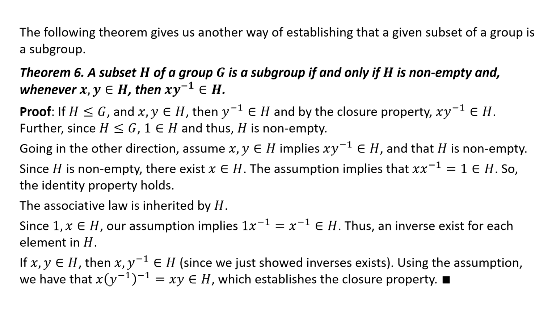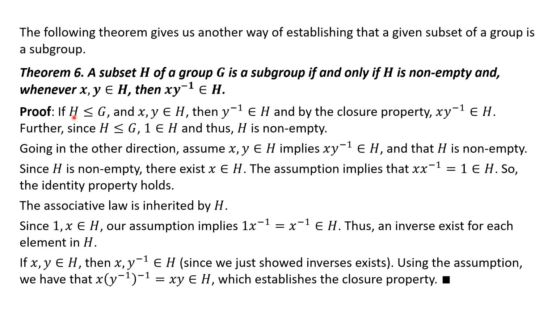Theorem 6 gives us another way of showing that a subset of a group is a subgroup. It reads as follows: a subset H of a group G is a subgroup if and only if H is non-empty, and whenever X and Y are elements of H, then X times Y inverse is an element of H. So this is if and only if. We need to prove it in 2 directions, forward and backwards.